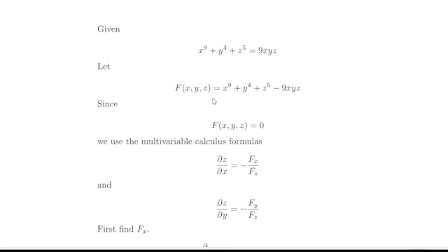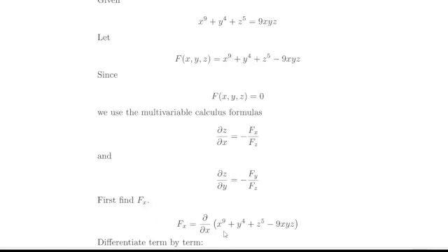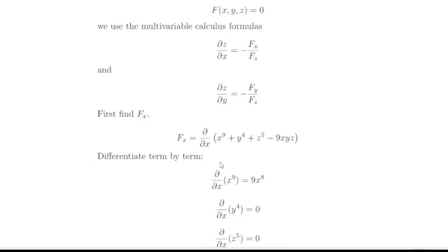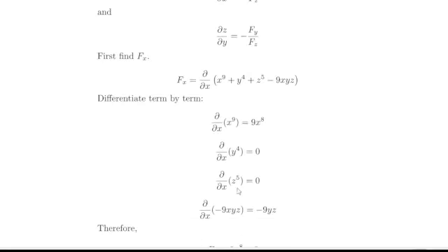And so because now F is equal to 0, we can use a formula to find the partial of z with respect to x and the partial of z with respect to y. So that leads to finding the partial of F with respect to x, y, and z. So let's first find the partial of F with respect to x. That's just going to be 9x to the 8th minus 9yz.